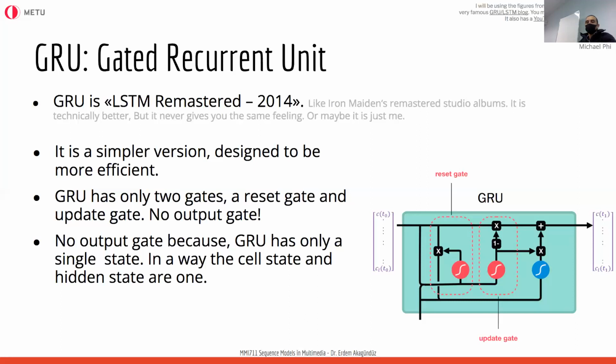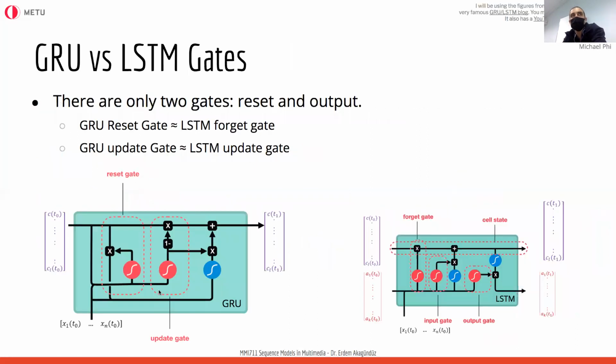Again, for the sake of efficiency and computational simplicity. So no output gate, GRU only has a single gate. In a way, the cell state and the hidden state are one. So let's go over it, just like we went over the LSTM. On the left-hand side, we have the GRU, and on the right-hand side, we have the LSTM. So simple. The reset gate is like the forget gate. It's quite simple, as you can see.